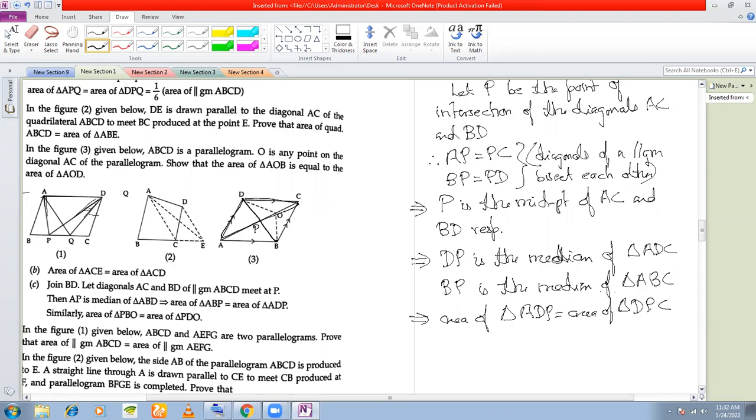Check the figure and say that I can say this. Just check. I'm talking about this triangle and I'm talking about this triangle. Can we say the areas of these two triangles are equal, because DP is the median? Yes, sir.